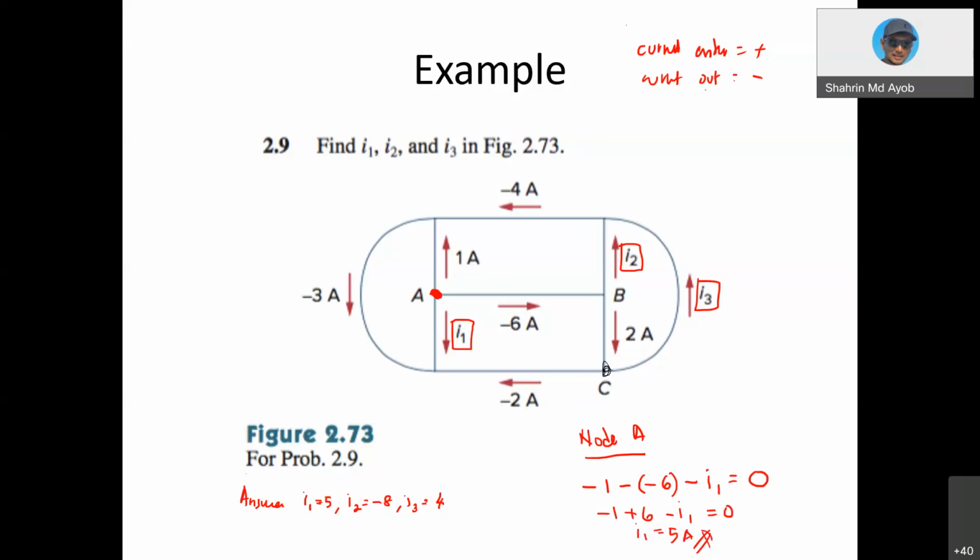I hope you got it. Then can we move to I2? So for I2 is this one, meaning that you need to start your analysis at node B.